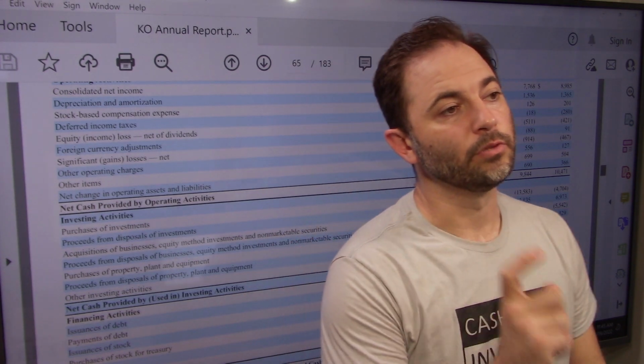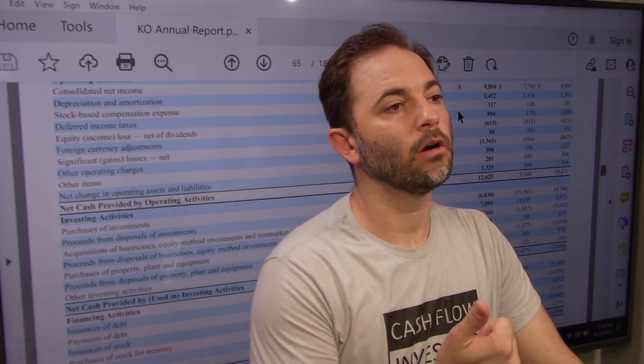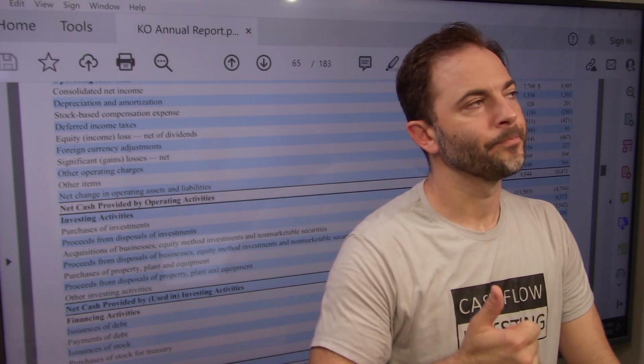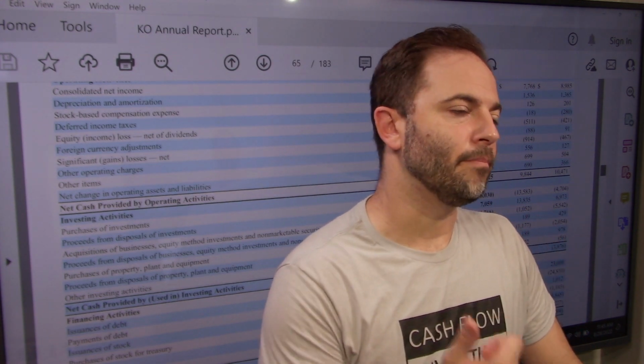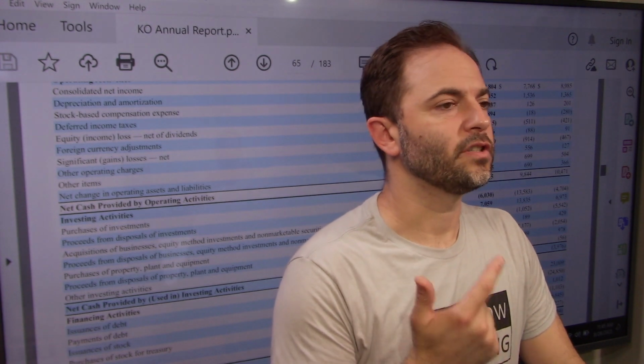And out of there, you really want to focus on, are they making acquisitions regularly? Is that part of them growing their earnings and required for them to do? If they do it every year and it's a big piece of their business, it might be how they're growing their business. Number two, the purchase of property, plant, and equipment.